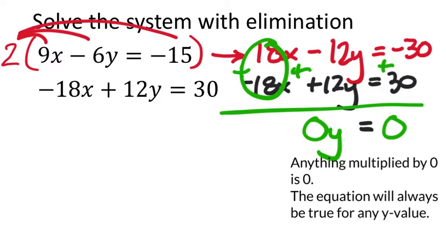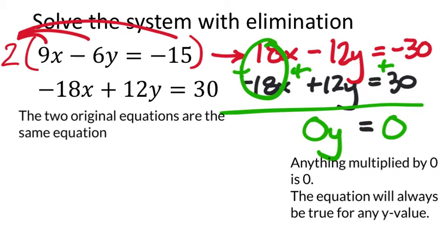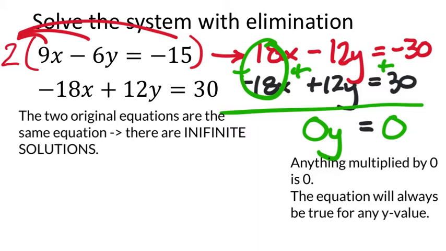So, since the y values are always going to be true, the corresponding x values will also be true. But this is also telling us then that essentially the two original equations are the same equation, which tells us then that there are infinite solutions. There we go. And that's actually something you may have to remember, okay? So the answer to this one is actually infinite solutions.